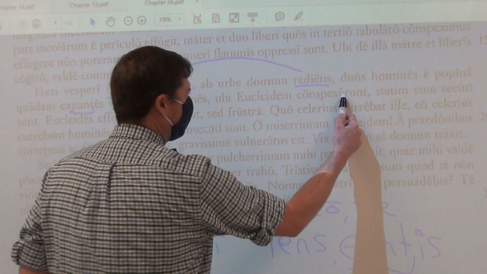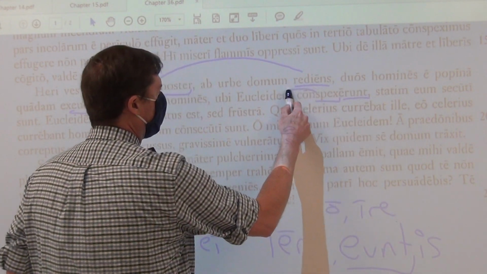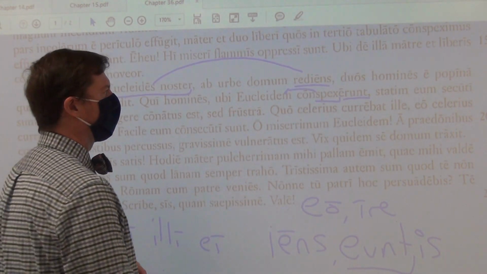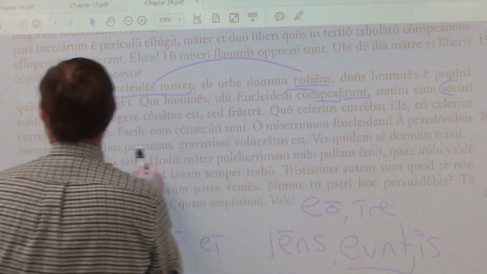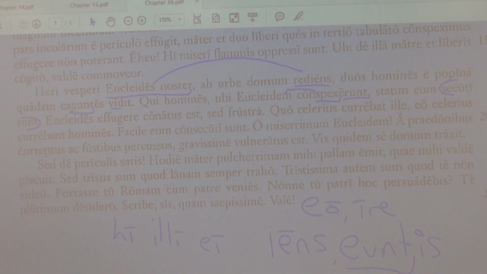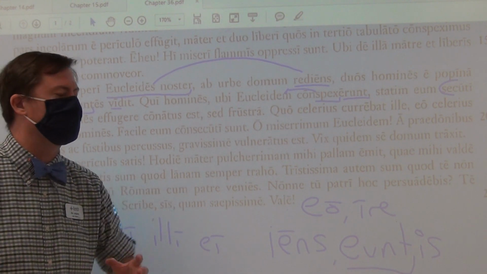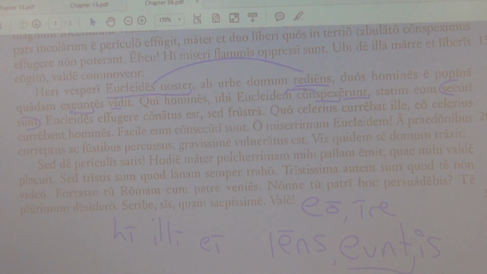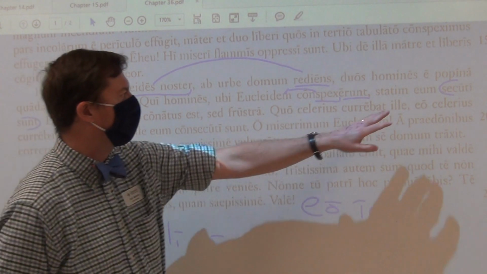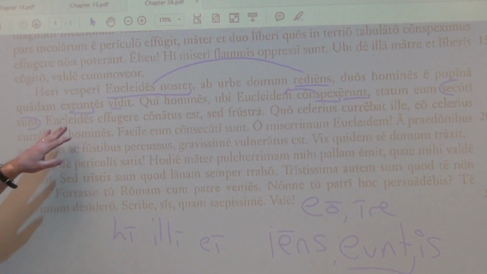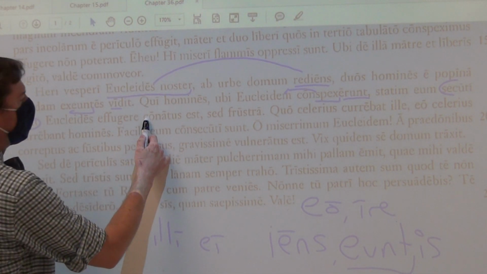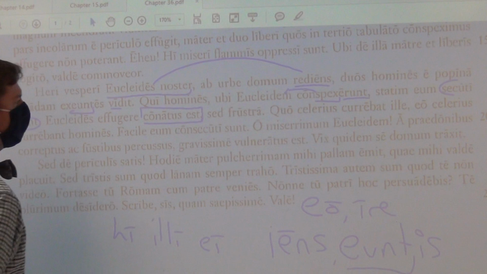So which men? These men. When they spotted Euclides in the accusative, immediately secuti sunt. Another example of a deponent verb. Sequor, sequi, secutus sum. Deponent verbs look passive. This looks passive. You want to say they have been verbed. But it translates actively. They did do the following. And they followed him. Euclides tried. Another example of a deponent verb.